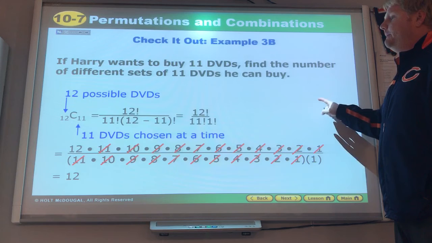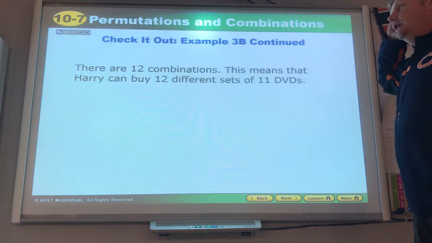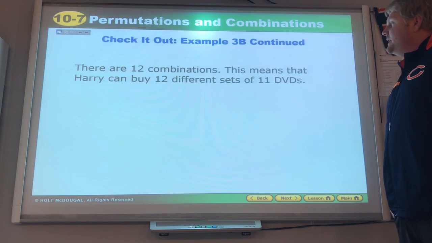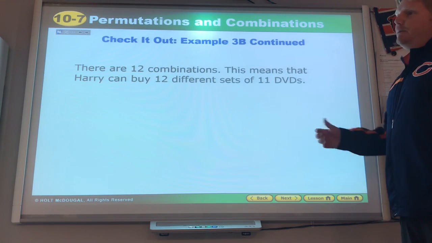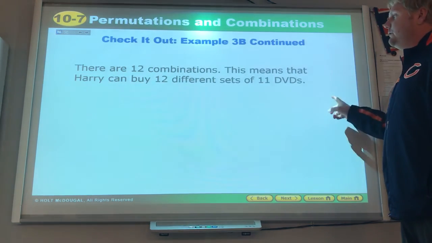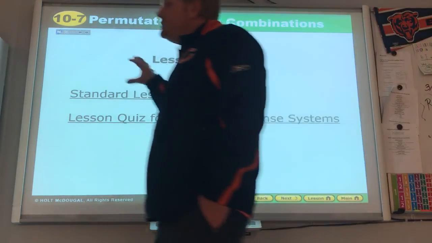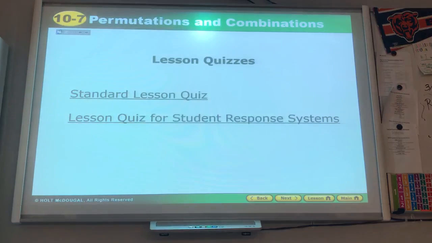All right. There are 12 combinations. This means that Harry can buy 12 different sets of 11 DVDs. Each time holding out a different DVD makes for a different set of 11. That's everything we've got. Those examples of the combinations will make it easier, and you can put them in at any time.